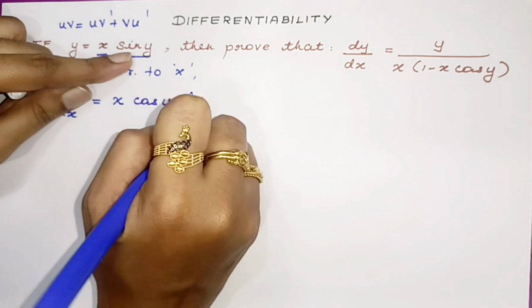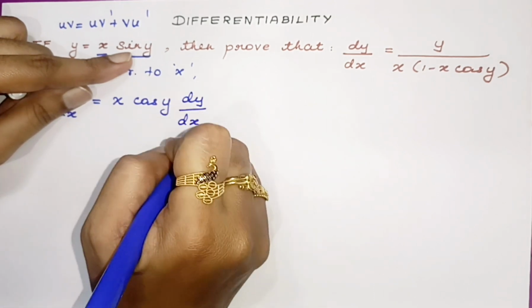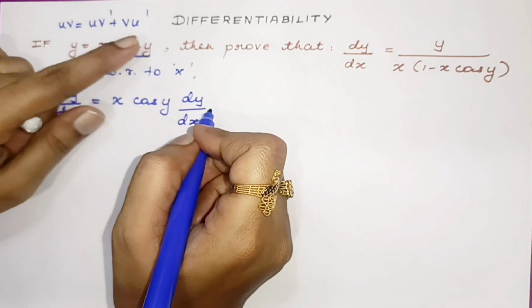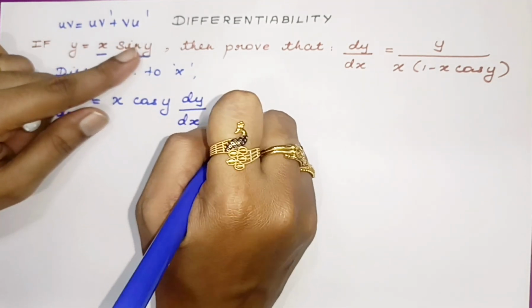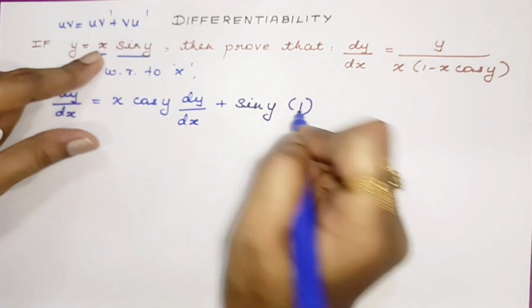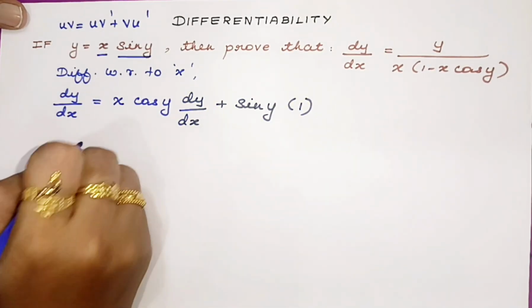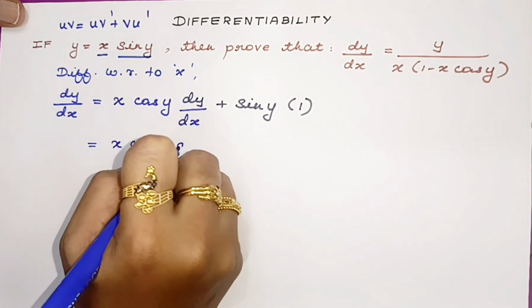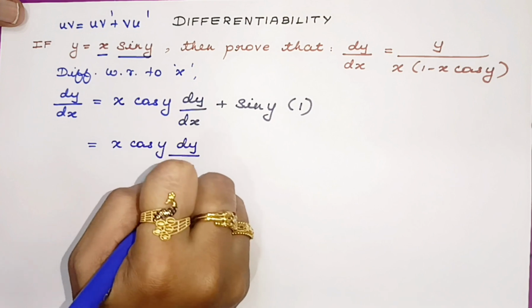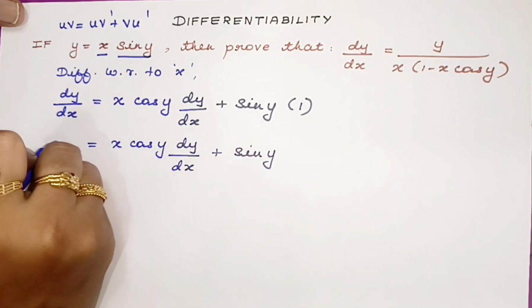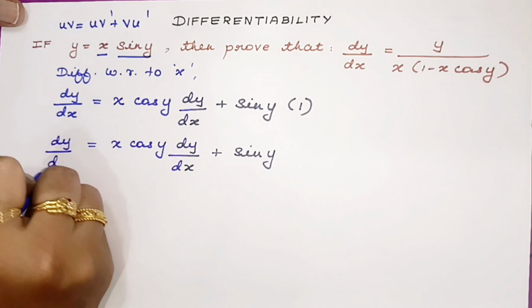But we shouldn't forget to differentiate y, so we have to add dy by dx adjacent to cos y. Thereafter, we keep sin y constant. While we are differentiating x, we are getting 1. So that is equal to x cos y dy by dx plus sin y. In the left hand side, it is given dy by dx.